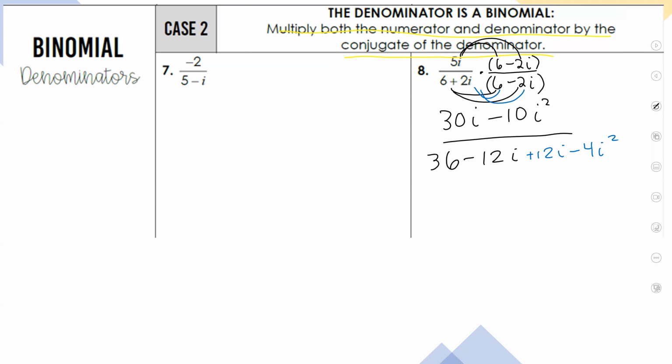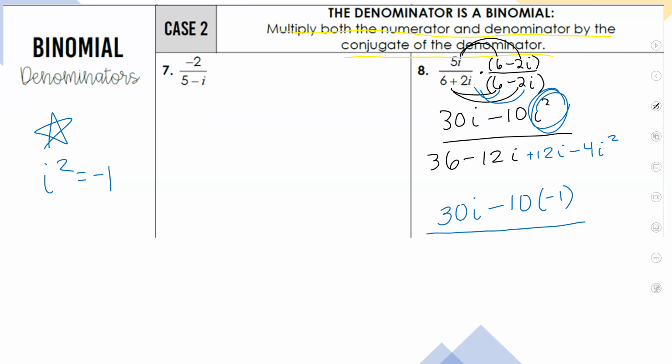So my numerator, I have 30i minus 10. And what is i squared? Negative 1. So guys, that's what we have to remember. i squared is negative 1. So I replace this i squared with a negative 1. So that's my numerator. Let's talk about the denominator. Negative 12i plus 12i is just 0. So I can just cross that out. So I have 36 minus 4, and i squared is negative 1.